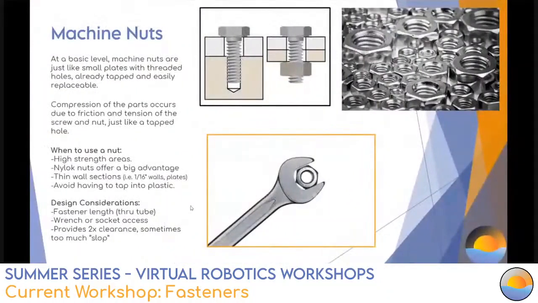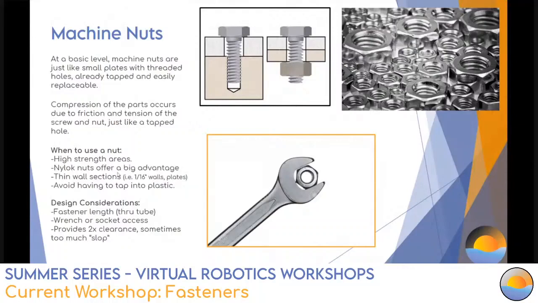So, machine nuts. At a really basic level, machine nuts are just like small plates with threaded holes, and they're already tapped and easily replaceable. So it's really easy, and really helpful to use instead of having to tap lots of parts. I'm not against nuts. You can use them for high strength areas.